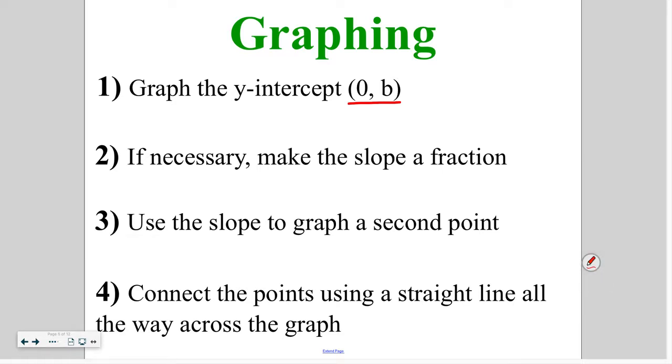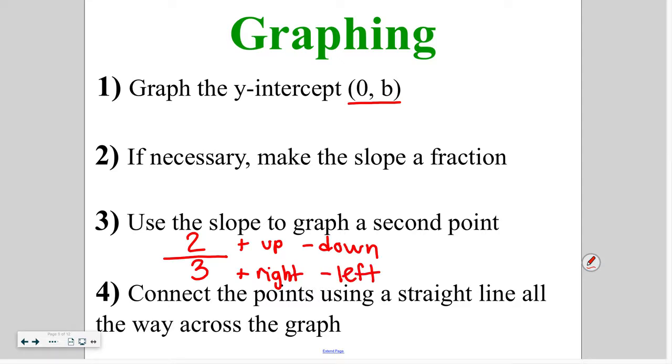If necessary, you're going to turn the slope into a fraction. Sometimes it'll already be a fraction. Sometimes you're going to have to do that by putting 1 underneath the number. Then you're going to use the slope to graph the point. Remember, when we are looking at our slope and we have a number, so we'll say 2 over 3, that means 2 up and 3 to the right. If your top number is positive, that means up. Negative would mean down. On the bottom, a positive number means right, and a negative number means going to the left.